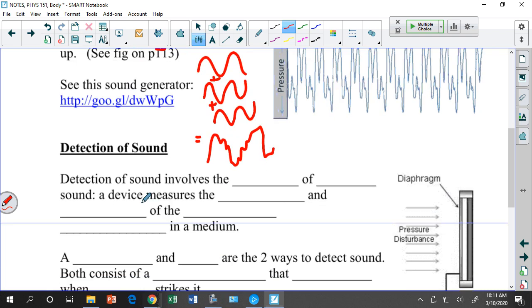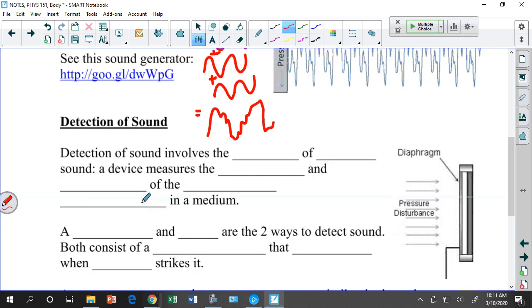Okay? A couple more things. So detection of sound. I forget what I had in my notes here. I have lines here and a note to myself to go back and look to see what I had intended there, but I forget. But a device measures the frequency and amplitude of the pressure wave in a medium.